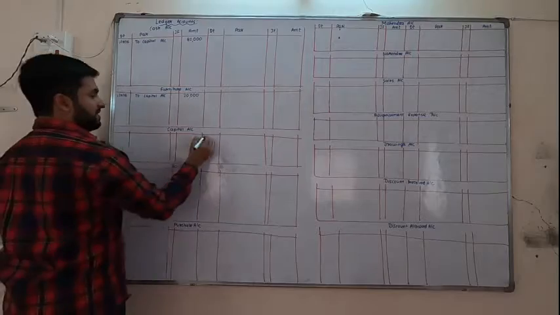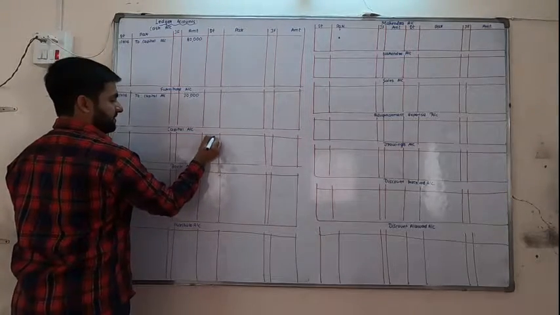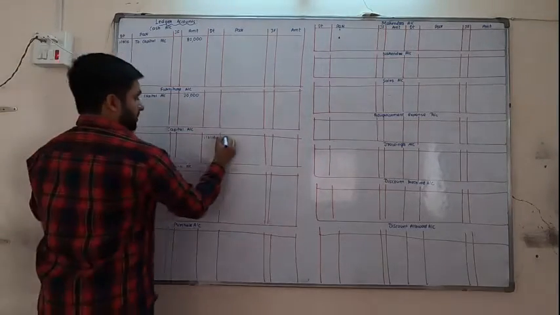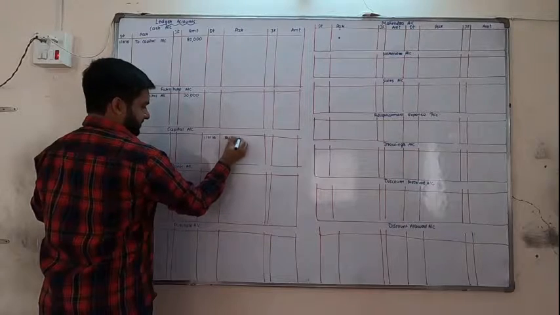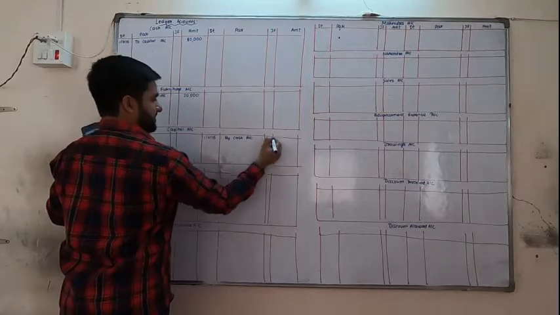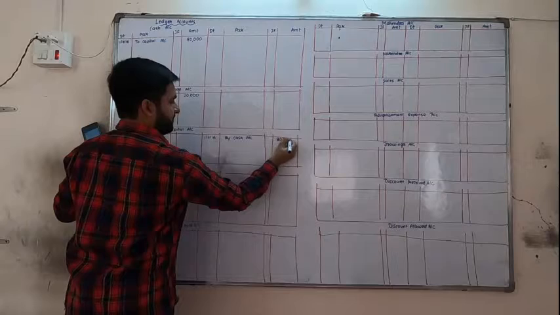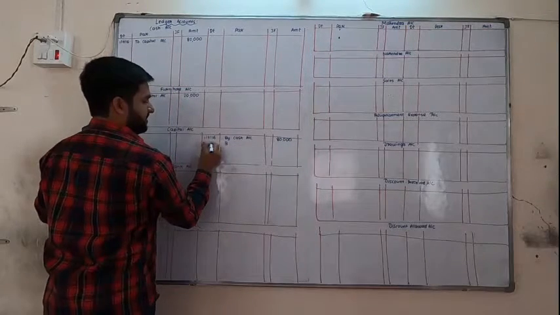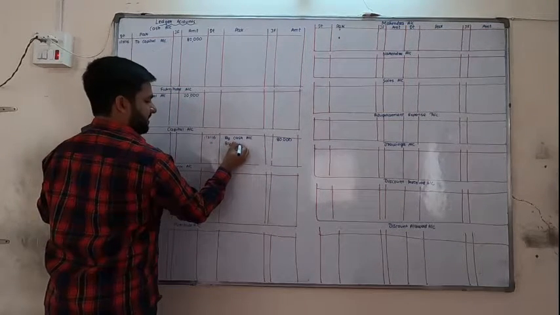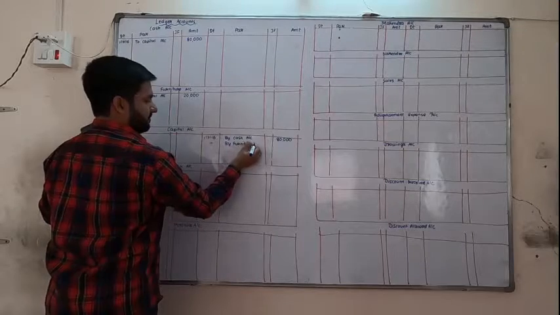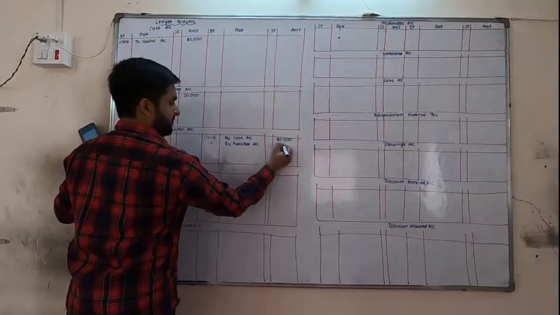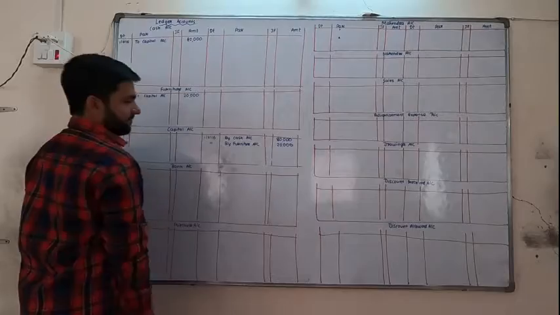Now capital is credit, so on credit side of capital. Opposite there are 2 items. By cash account 80,000. On the same date by furniture account 20,000. So total capital is 1 lakh.